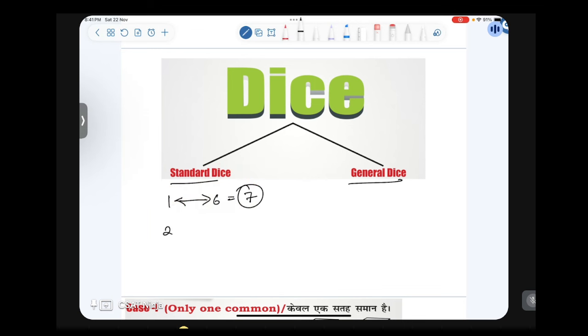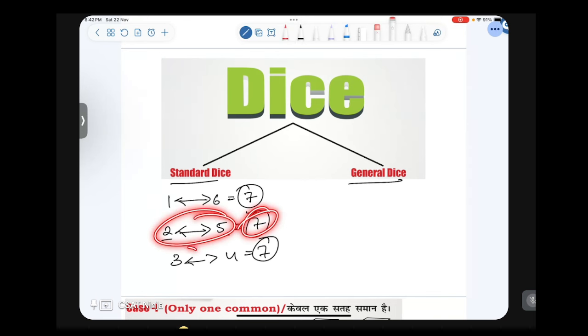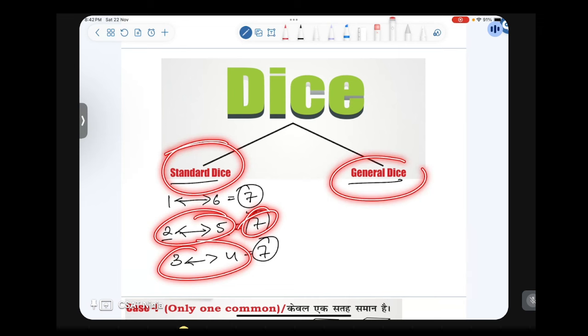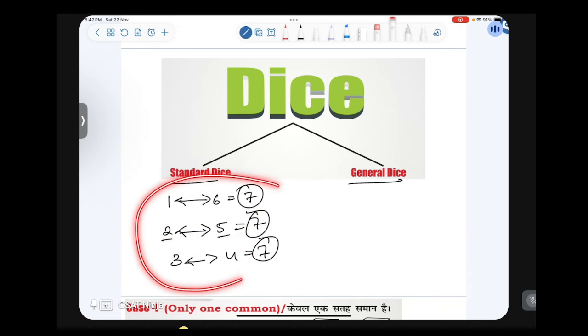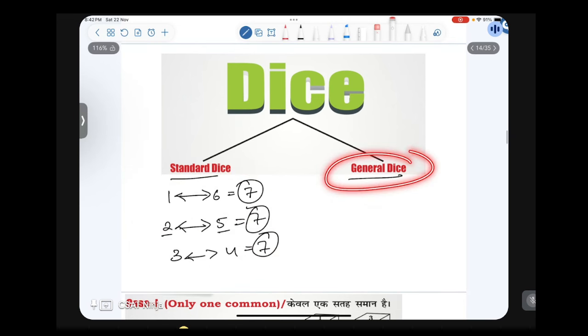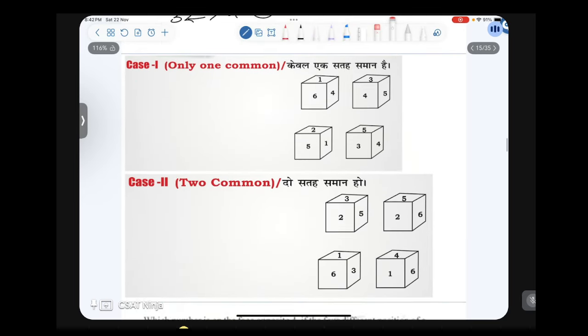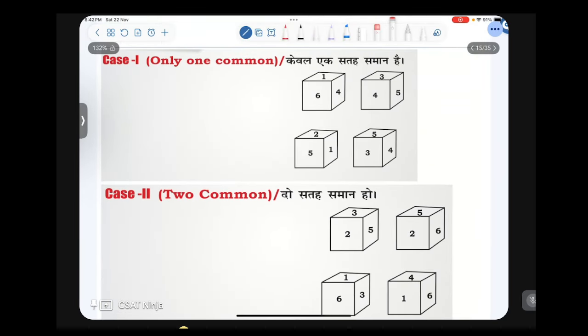Same thing. 2 is opposite to how much? 2 is opposite to 5, which is equal to 7 there. 2 plus 5 is 7. Same thing, we can also say 3 is opposite to 4, which is equal to 7 there. So the opposite side sum will always give you 7 in a standard dice. But when we talk about general dice, leaving out standard dice, all the remaining dice, we call it general dice. Let me not define this one in more detail, but just for that question, let's try to understand this. This is a concept when we solve dice, okay?